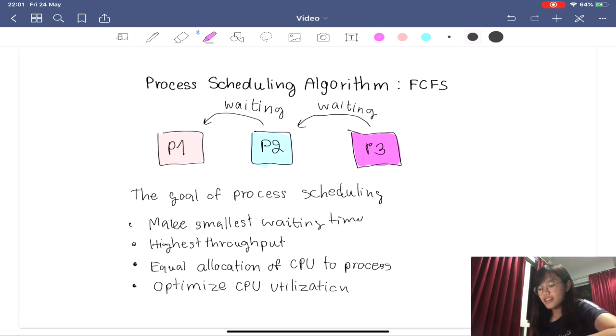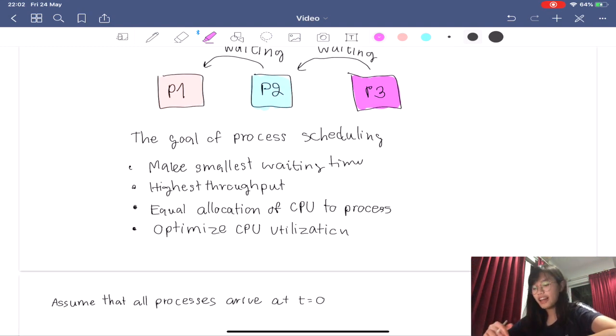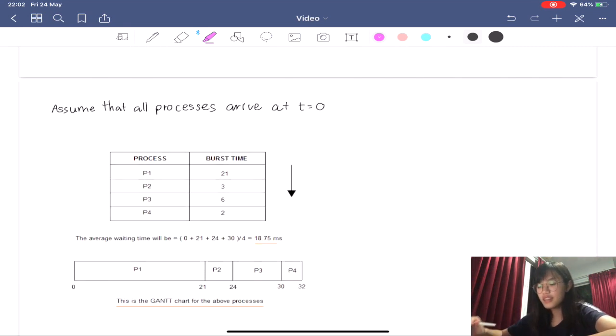So, the goal of process scheduling is to make the smallest waiting time for each process so it can execute faster, and to make the highest throughput and equal allocation of CPU to processes and optimize CPU utilization. So, the first come first serve algorithm.